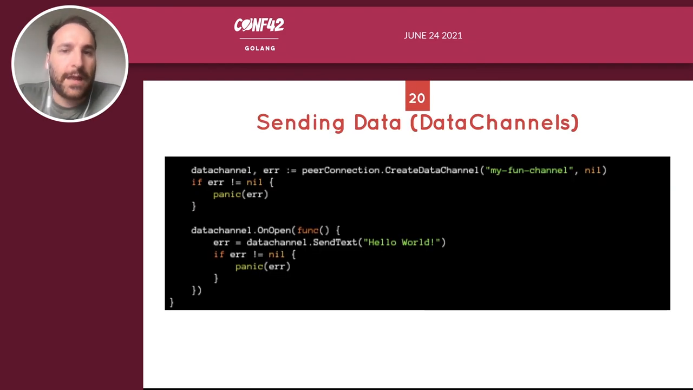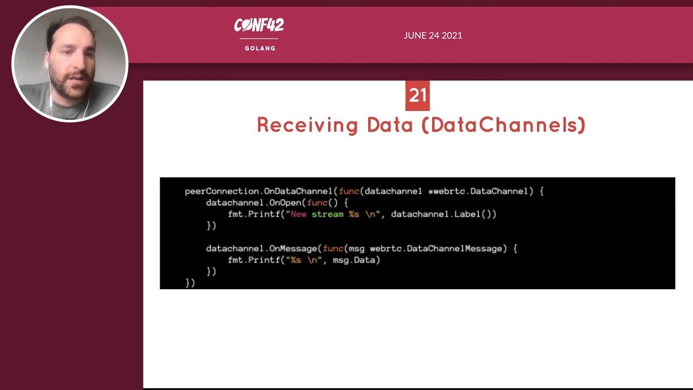Once you're established, you can create a data channel. You can create as many data channels as you want. I think there's actually a limit of 65,000. Each of those data channels can have settings that control the lifetime, the priority, and other things, so that you can tailor them to their purpose. On the first line, I create the data channel. When the data channel is open, I send the message, hello world. On the other side, I have an on data channel handler. When a new data channel opens, I print the name of the data channel and I print the messages as they come across.